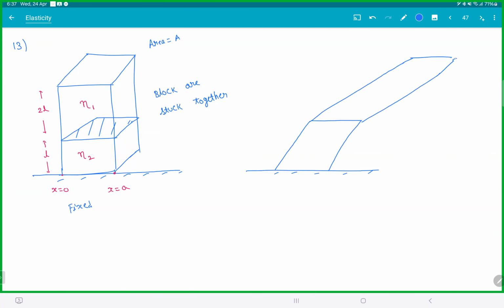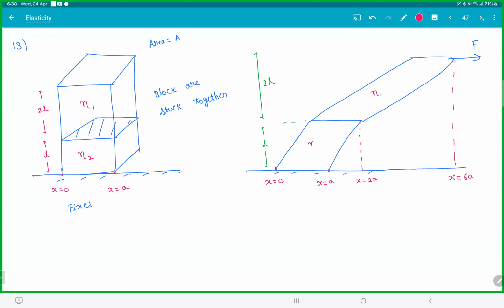This is how the whole thing got stretched when you applied force F. So this point will still remain x is equal to 0. This point is x is equal to a. So this upper part reached x is equal to 2a. And this part went to x is equal to 6a. The heights will remain same. So this height is still L, and this height is still 2L. So heights didn't change.